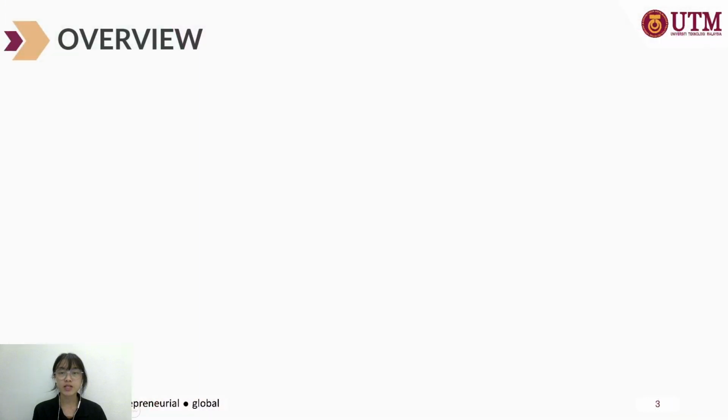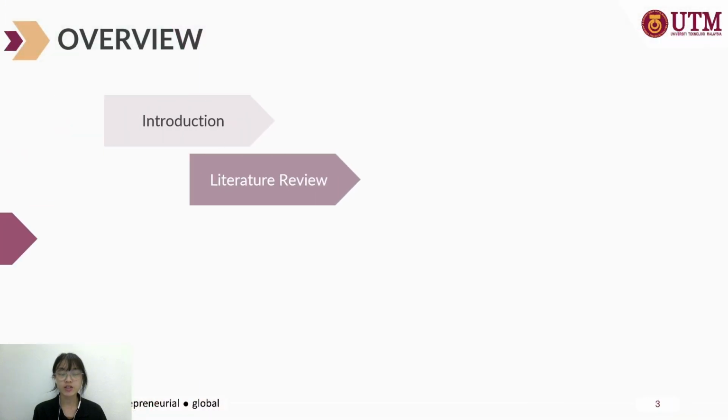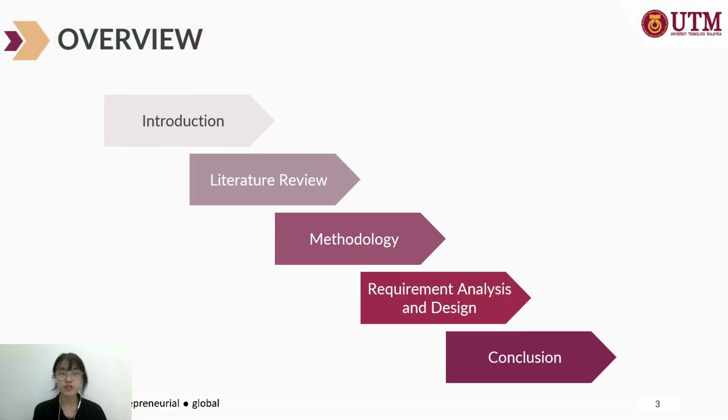This presentation is structured into 5 key sections. I will begin with the introduction to set the stage for the project, followed by a literature review where I will discuss the current landscape of existing technology. After that, I will detail the methodology I plan to follow for the development of the application. The next sections will cover the requirement analysis and design, which form the blueprint of the system. Finally, I will wrap up with a conclusion, summarizing the project and its expected outcome.